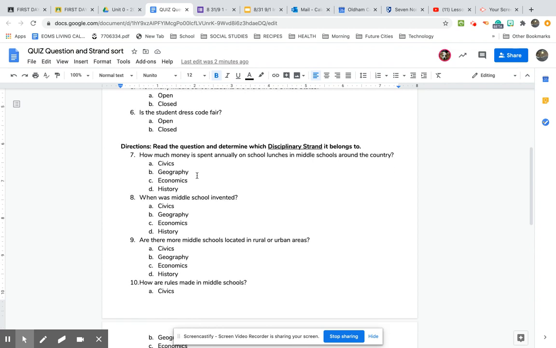Directions: Read the question and determine which disciplinary strand it belongs to. So this is going to be, is it a civics question, geography question, economics question, or a history question? Number seven. How much money is spent annually on school lunches in middle schools around the country? Is that a question that is A, civics, B, geography, C, economics, or D, history?